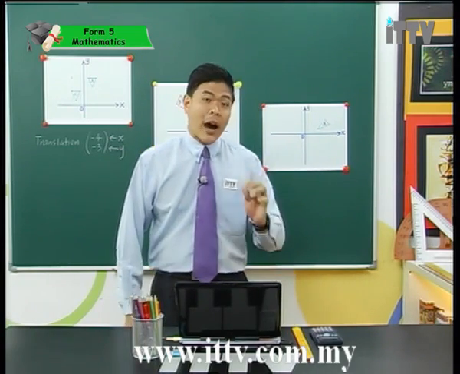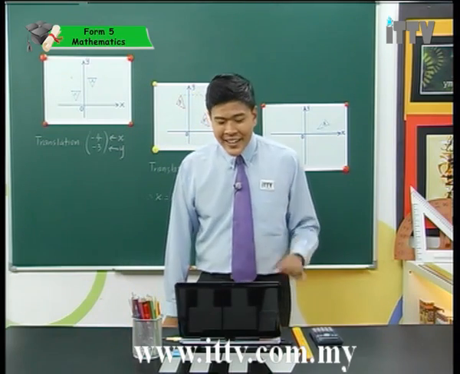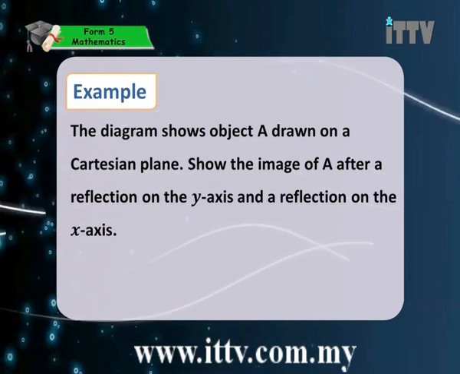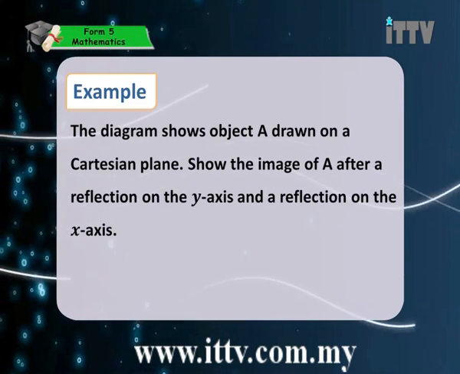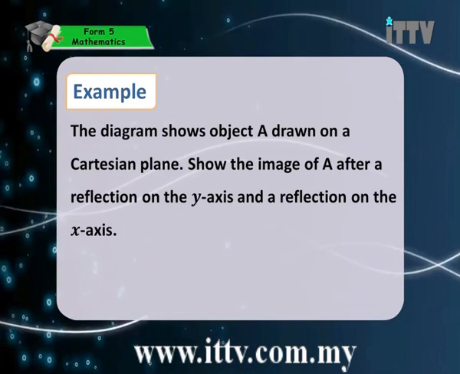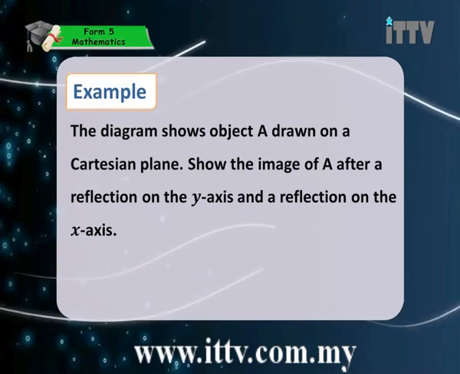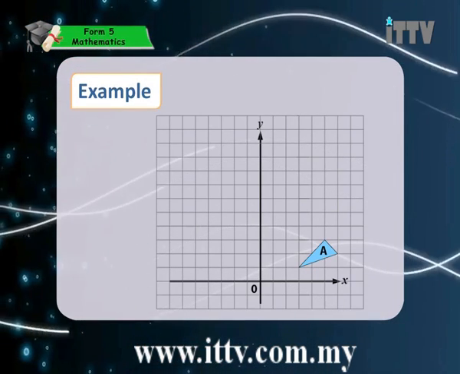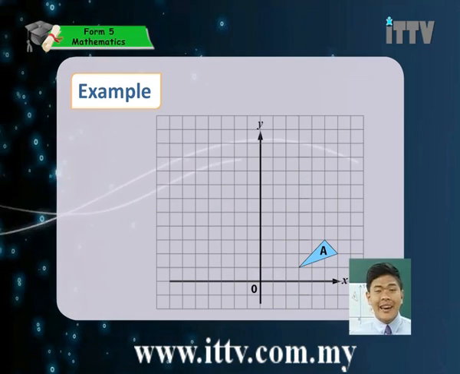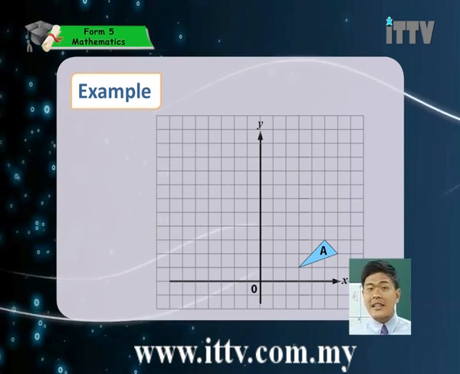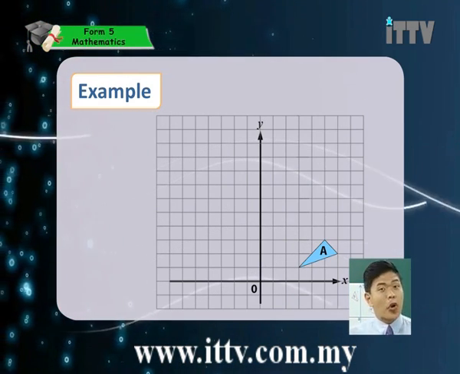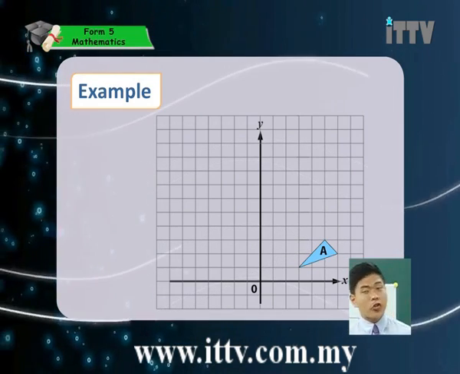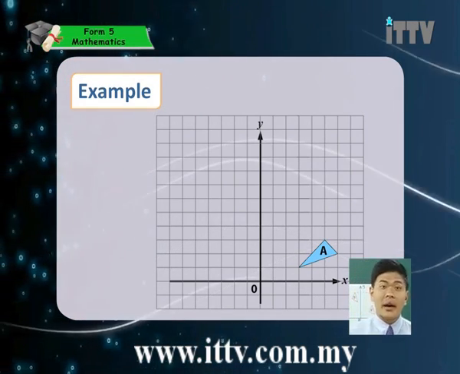Alright, now let's take a look at one more example. The diagram shows object A drawn on the Cartesian plane. Show the image of A after a reflection on the y-axis and a reflection on the x-axis. Now, two popular lines that are used as mirror lines or axis of reflection are actually the x and the y-axis when you draw it on the graph. Now, let me just show you how we reflect a certain object across the x-axis or across the y-axis.